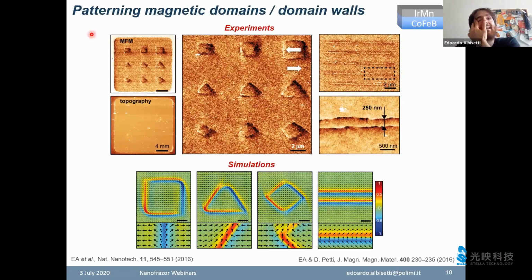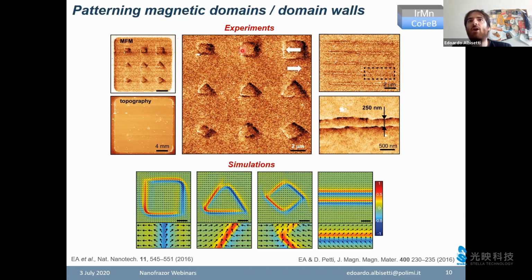Here you see a magnetic force microscopy image that shows the magnetic domains written by TimesPL. And here you see the corresponding topography. As you see, you don't see anything in topography, because we're just changing the magnetic structure, the spin structure in the ferromagnetic material, and we're not actually changing the topography. Here you see a zoom in of this area. We wrote different magnetic domains with a magnetization orientation, this white arrow, that is opposite with respect to the magnetization orientation outside the written domains.